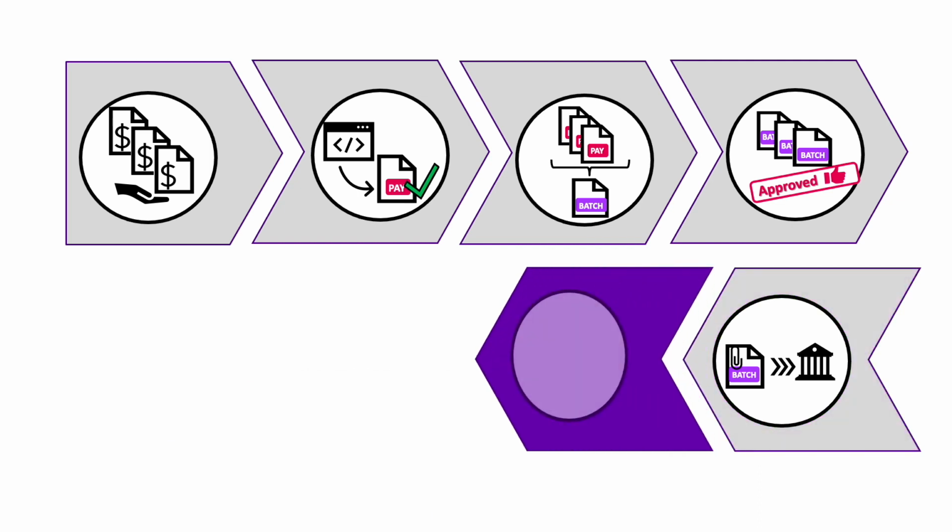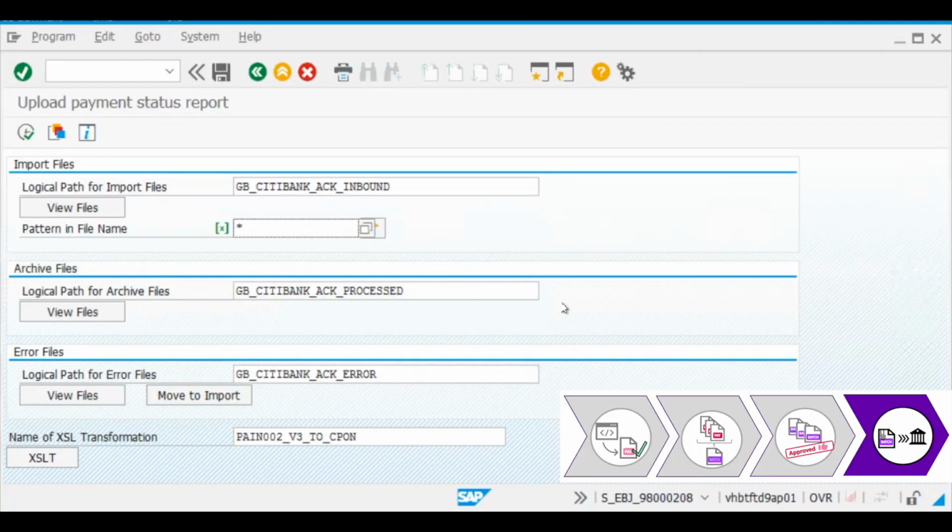Once the bank has received your payment file, it will provide a response file called Payment Status Report, aka PSR file, to inform the sender the file has reached the bank. Also, during the payment settlement the bank will provide an update with the same report format to tell whether the payment is accepted or rejected. For these files from the bank, you need to use this standard program, upload payment status report, and the transaction is showing on the screen right here.